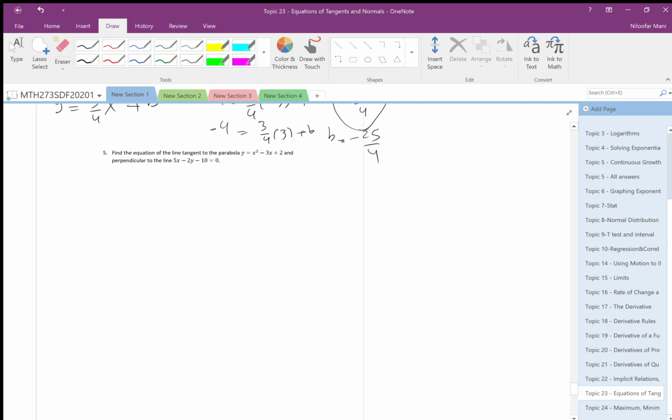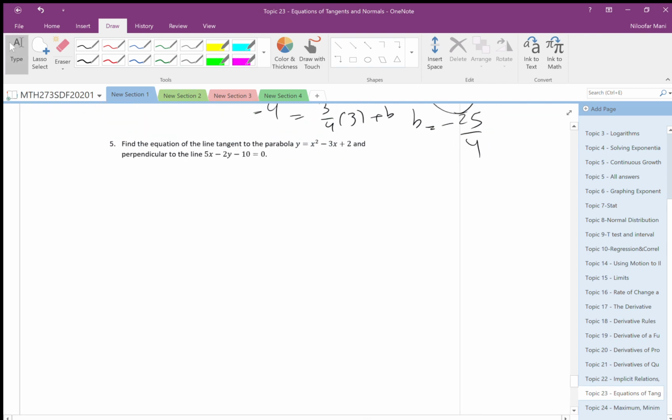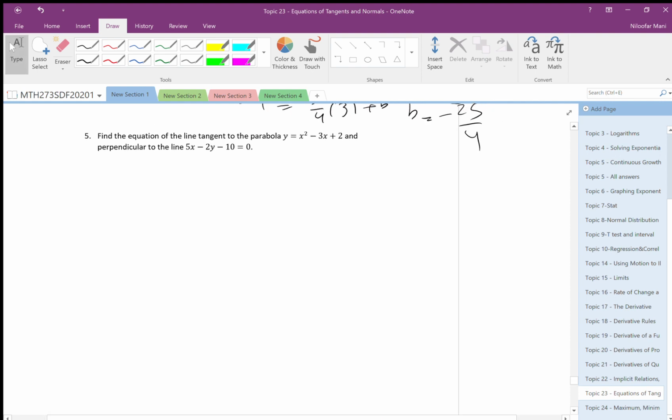Okay, so how about this question? This question is, find the equation of the line tangent to the parabola which is perpendicular to this line. So when it says tangent line to that, it means the slope is y prime at a point, but I don't have the point. The point is not given to me.